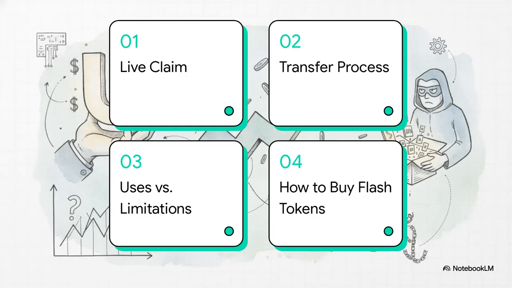To make sense of all this, we're going to organize his pitch into 4 clear pillars. Number 1, the live claim. 2, the wallet transfer process. 3, the actual uses versus the limitations. And 4, how he says you can buy these Flash tokens.